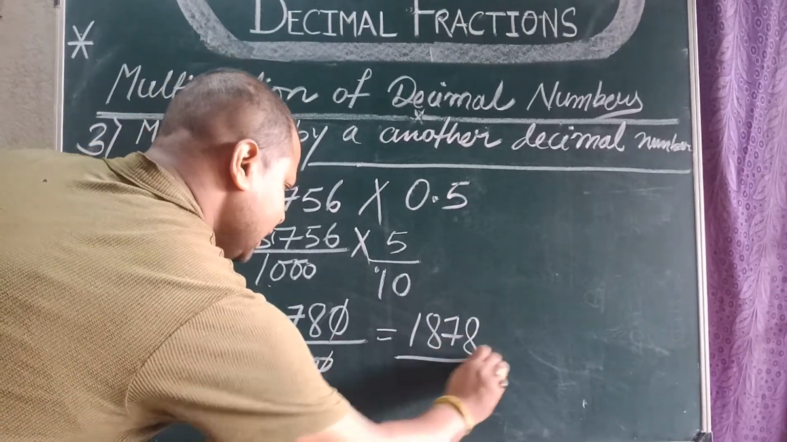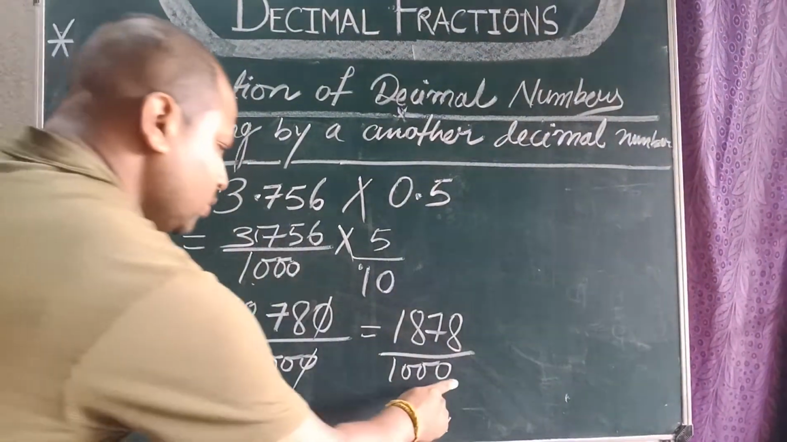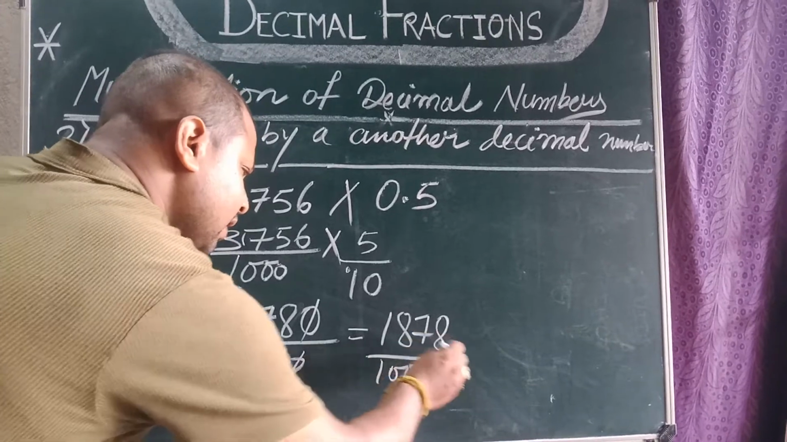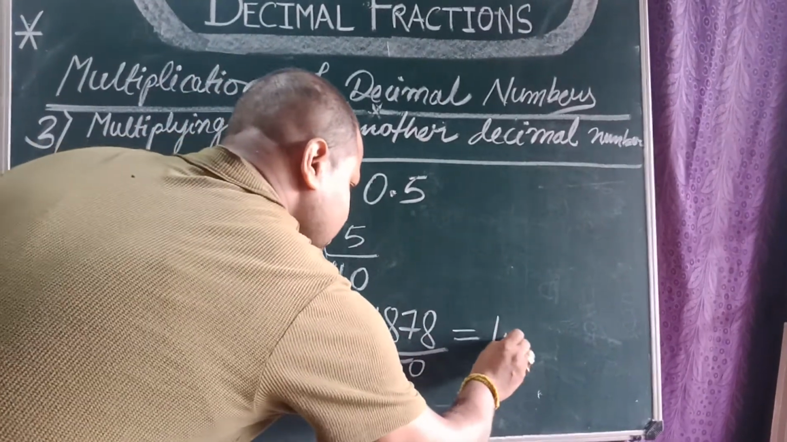1878 by 1 2 3. So three digits are there. Sorry, three zeros are there. So we have to place the point just after the three digits. So 1 2 3, the point will be placed here.